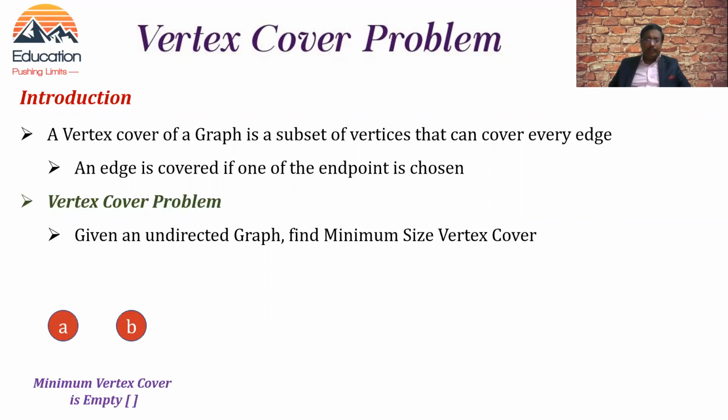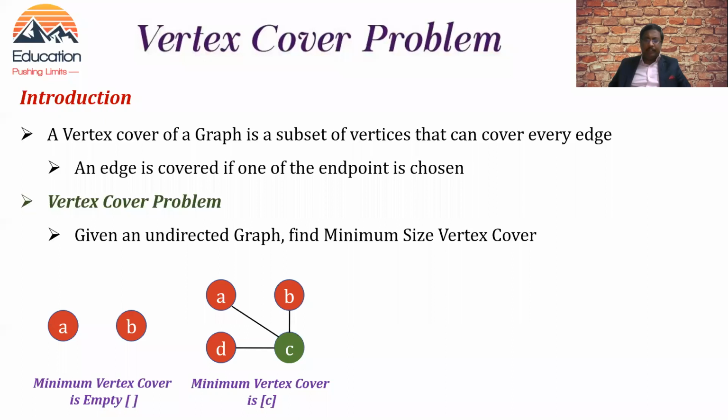Here we have two vertices A, B. The minimum vertex cover here is empty because we don't have any edge between A and B. In the next example, we have four vertices and the minimum vertex cover is C because we have edges from C to all other vertices. So the minimum vertex cover is C.